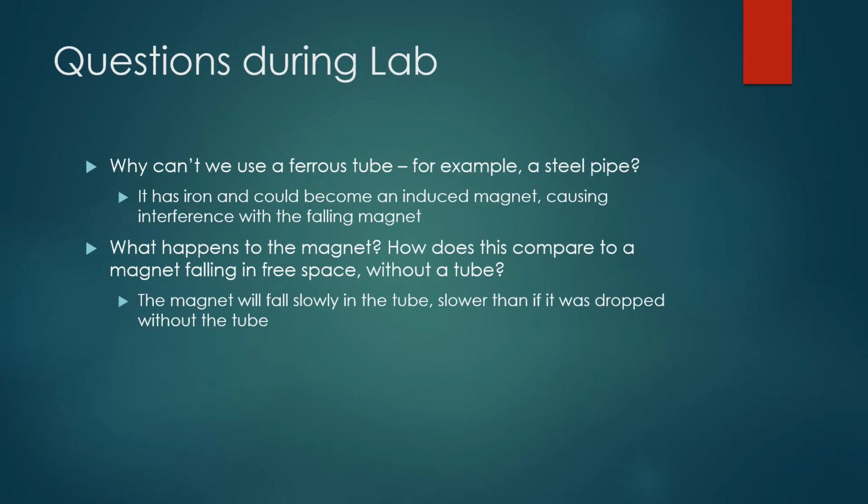Some questions during the lab were, why can't we use a ferrous tube, for example, a steel pipe? Well, it has iron and could become an induced magnet, causing interference with the falling magnet. And also, what happens to the magnet? How does this compare to a magnet falling in free space without a tube? Well, the magnet will fall slowly in the tube, and it's slower than if it was dropped without the tube.